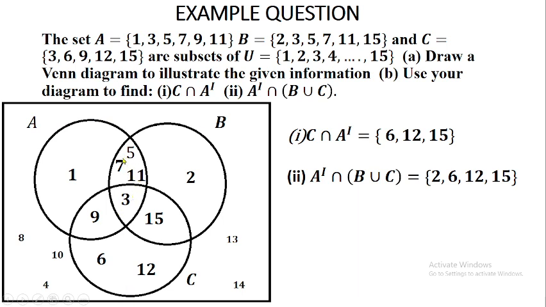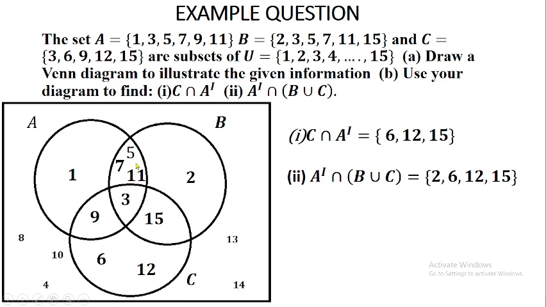Then this region belongs to A intersection B only. What A and B have in common only. So go back to A and B. You can see that they have 3 in common, but 3 is already in what all three of them have in common. So you don't need to repeat 3 here again.